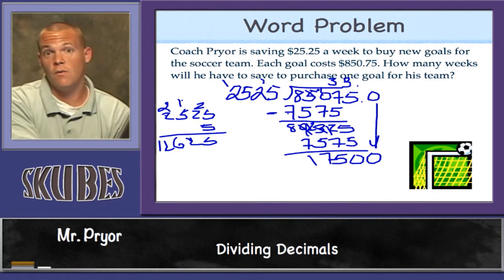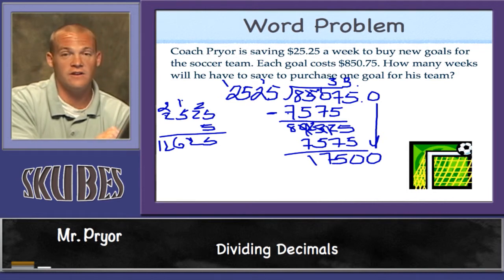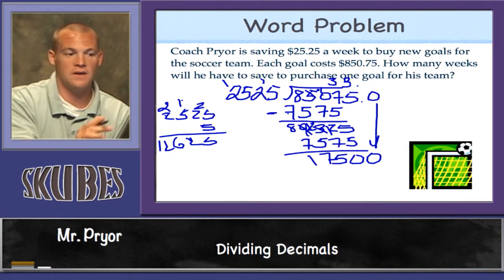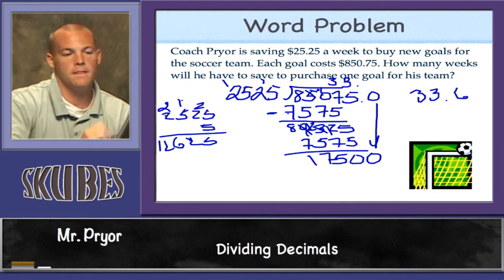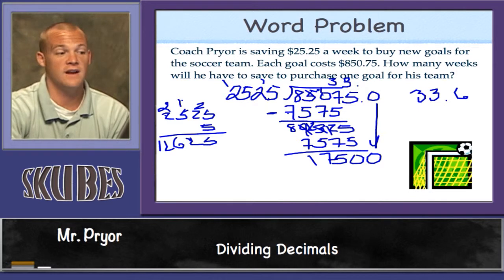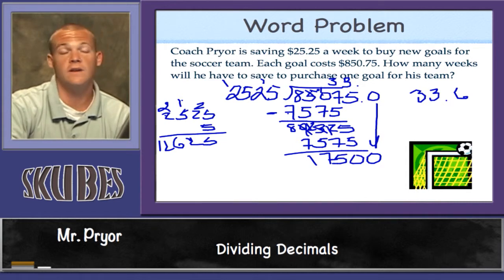So depending again on what your teacher wants from you, you can continue to divide this all the way out and get your remainder, or you can stop there. But you do have the solution at this point, and that would be 34 weeks, because it would be 33 plus an extra 0.6 of a week. Okay, so we know he's going to have to save for at least 34 whole weeks before he has enough money.